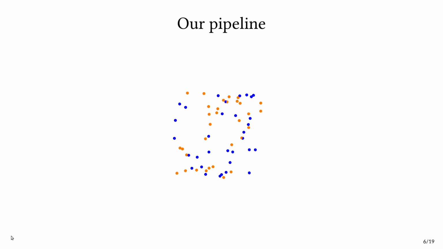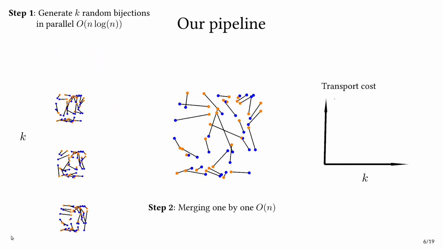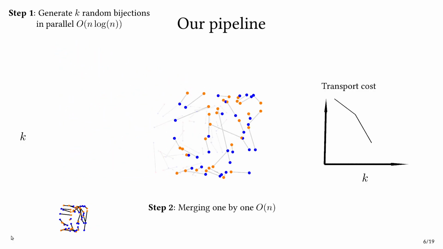Our pipeline is very simple. First, we generate k random bijections in parallel that are all of decent quality for the optimal assignment problem. They are not optimal, but they are quite good. Then, in a second step, we simply merge bijections one by one in order to reduce the transport cost step by step.